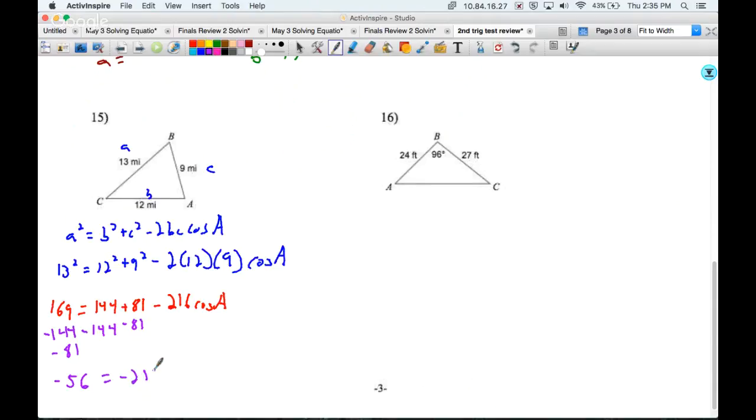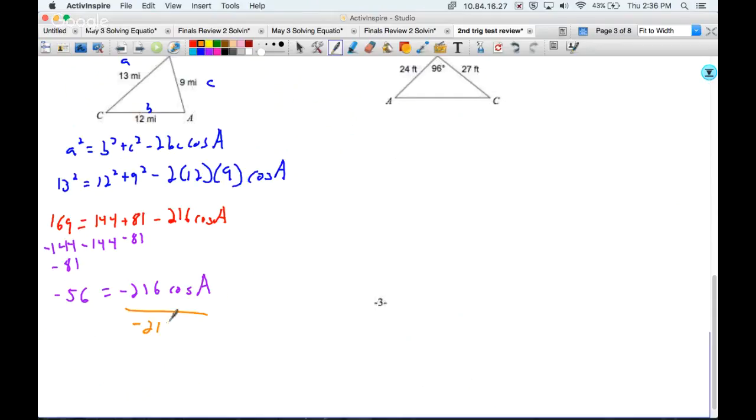Negative 56 equals negative 216 cosine A. Divide both sides by negative 216. And we get 0.259 equals cosine A. I just leave that in my calculator so I can do inverse cosine on it. So second cosine, second answer. We'll do the inverse cosine of the answer. 75 degrees for angle A, just about.